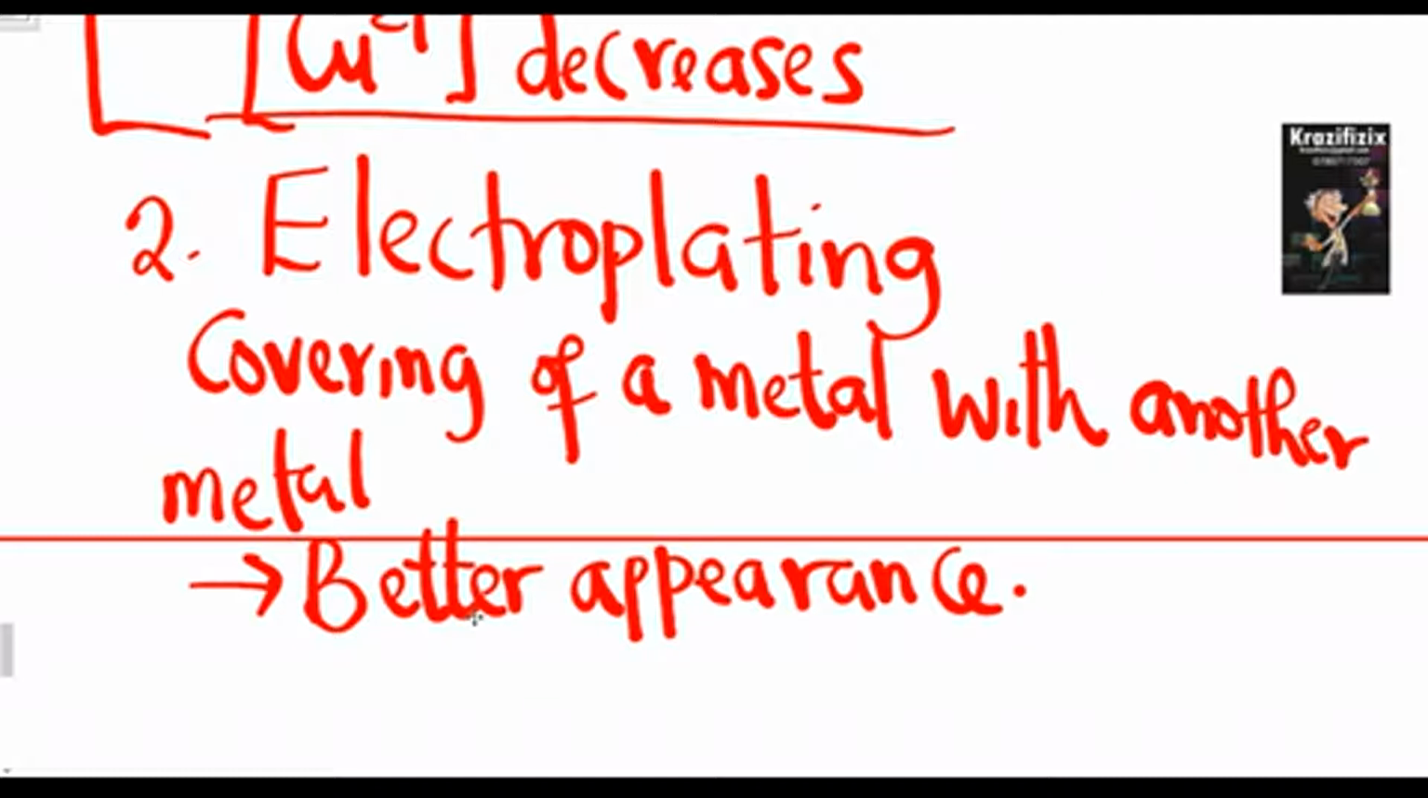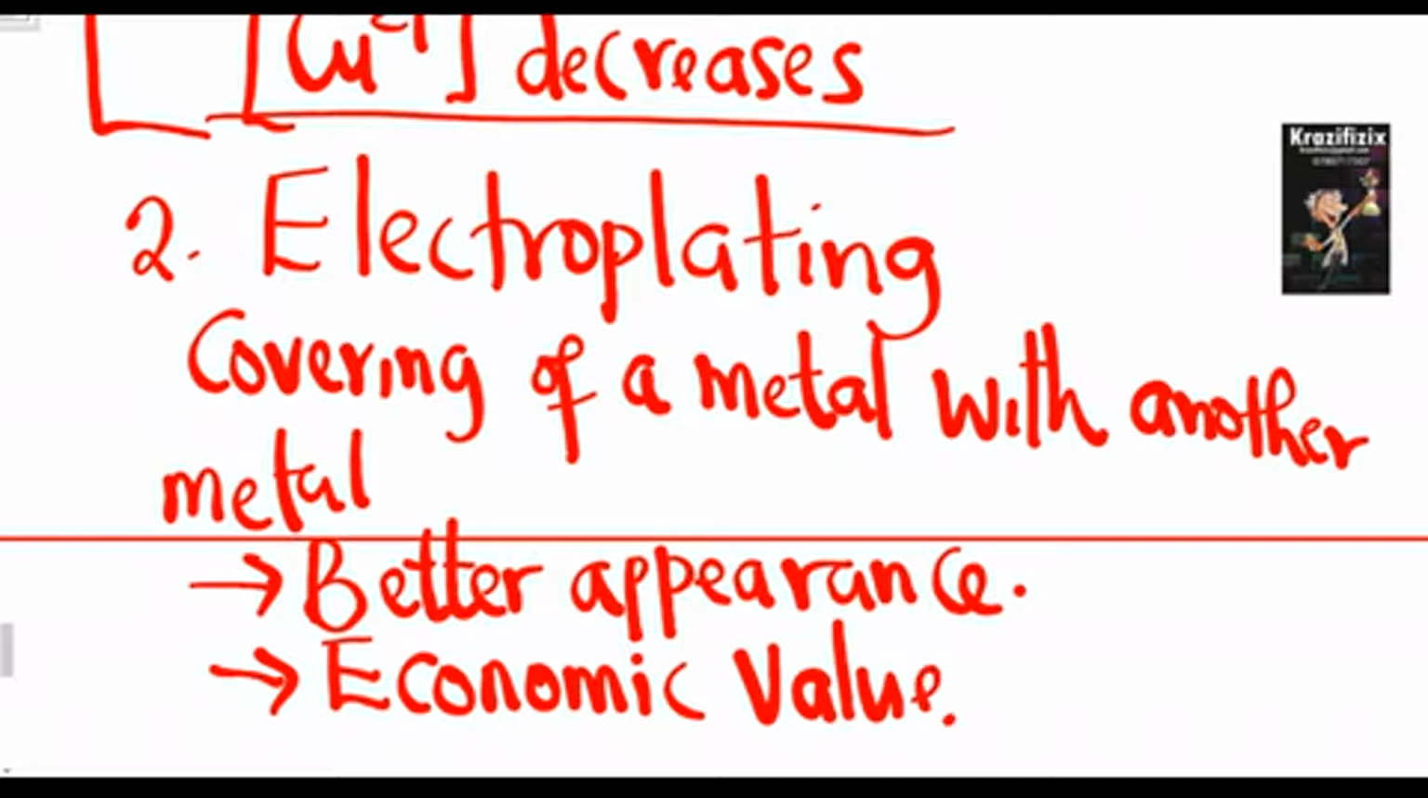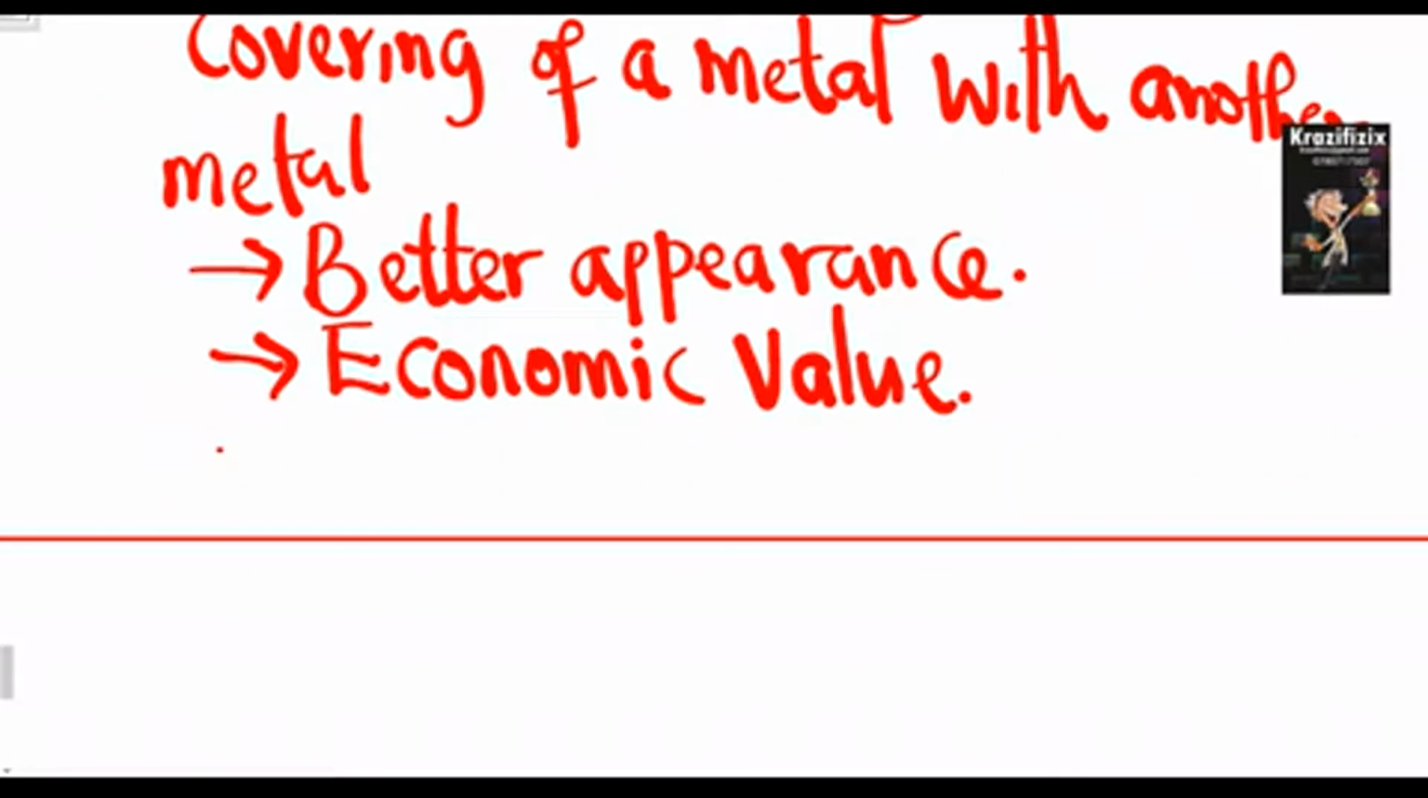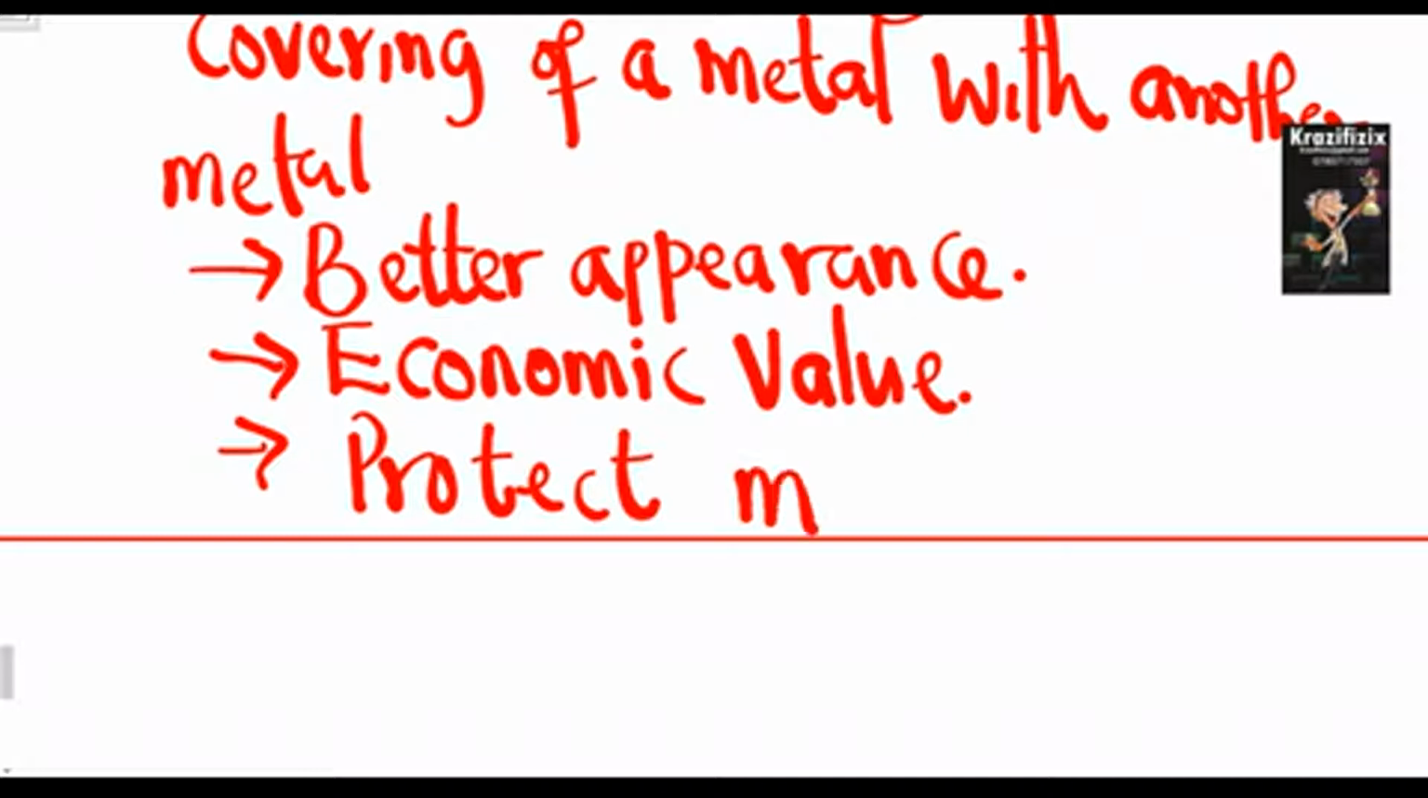For example, with covering with silver, you could coat a spoon with silver for better appearance, to increase economic value. And also for protective purposes, some electroplating is done to protect precious metals, to protect the metals, probably from rust or something. So we have better appearance, economic value, and to protect metals.